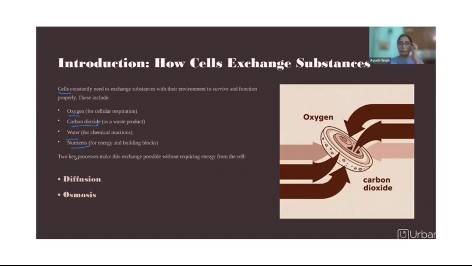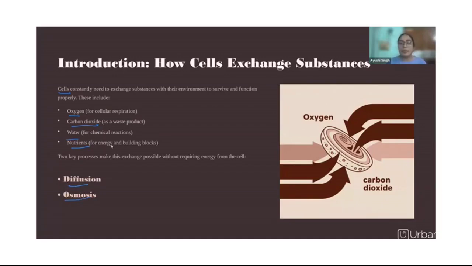For example, we can walk on our two legs and enter anywhere, right? And the other person will open the door or maybe not. But here, how will the substances walk, how will they go inside or outside? So for that, there are two processes, that is diffusion and osmosis.